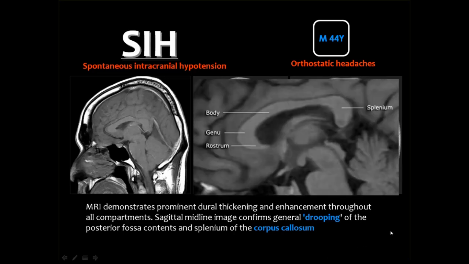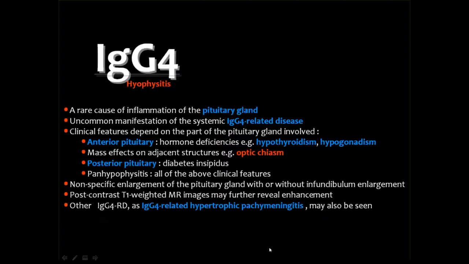One of the signs is also what is known as the drooping sign of the corpus callosum. That the splenium of the corpus callosum is not in a horizontal position like usual. This is the normal appearance of the corpus callosum, and this is the drooping sign. Actually, it is difficult to be noticed, but it is mentioned as one of the signs.